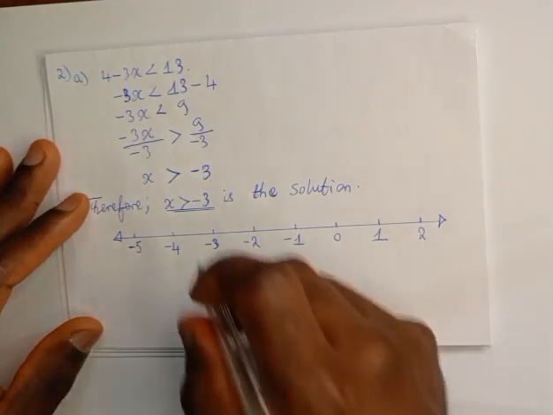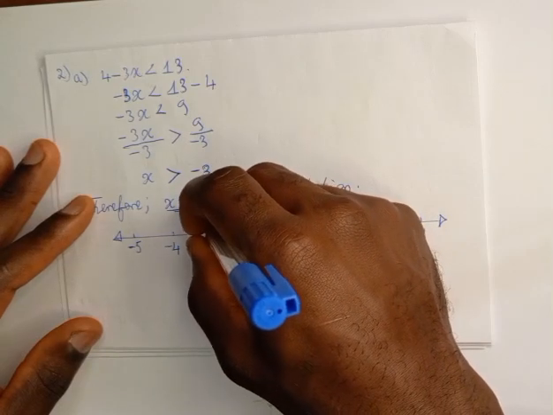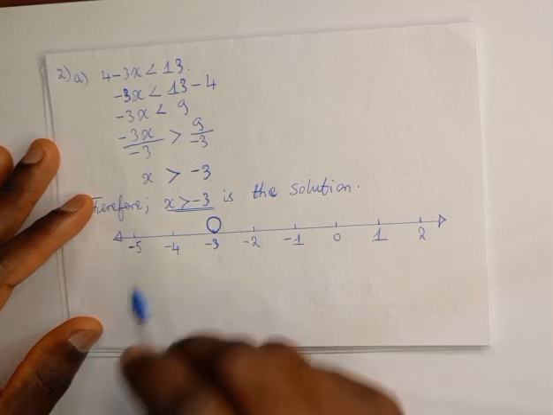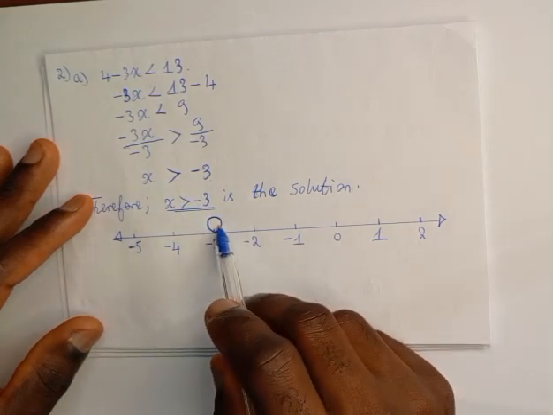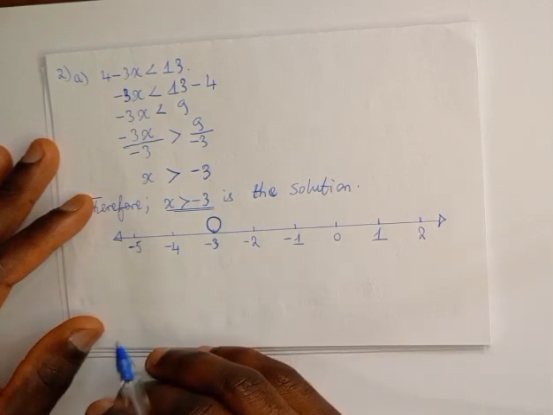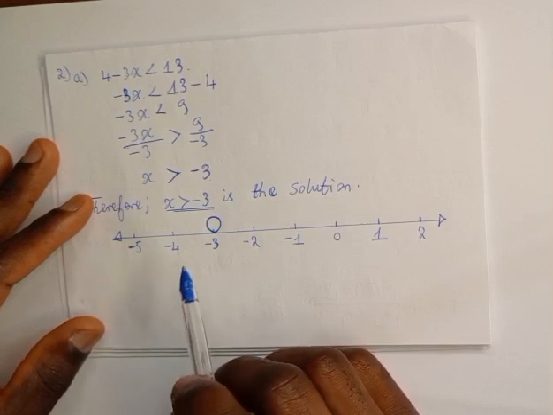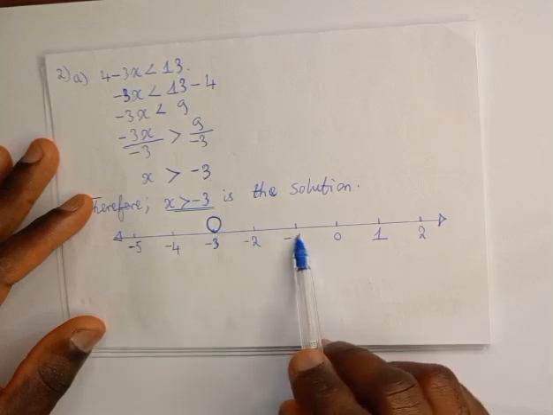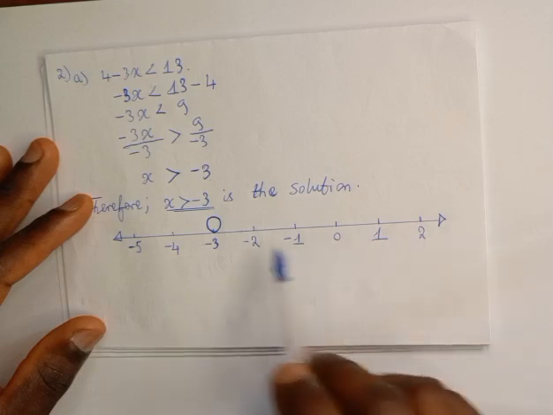At the critical value -3, we are going to draw a ring like this. x is strictly greater than -3. Since it is strictly greater than, the ring will be open. That means -3 is not part of the solution. The values greater than -3 are to the right hand side of -3. -3 is greater than -3. -1, 0, 1, 2, and so on.